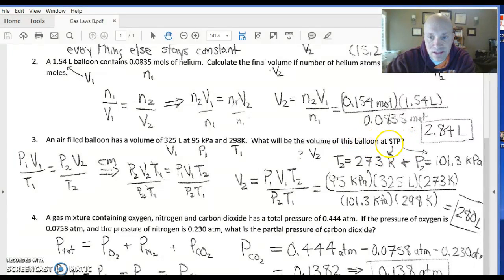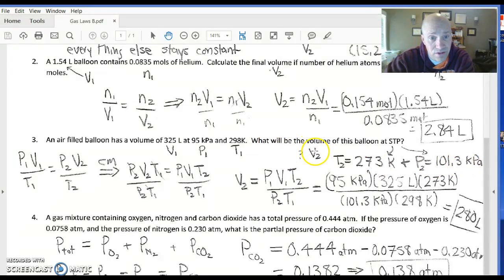All right, remember, STP is just a way of telling a specific temperature, which is 273 Kelvin, and a specific pressure, which is the one that matches the pressure that you already have. Notice we already have a pressure in kPa, so we're going to choose the value for standard pressure that matches that particular unit. So that's why I chose this one right here.